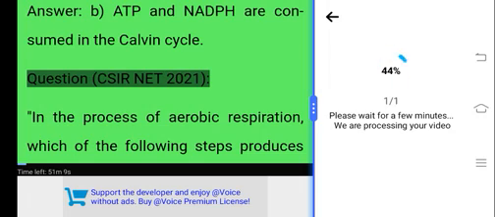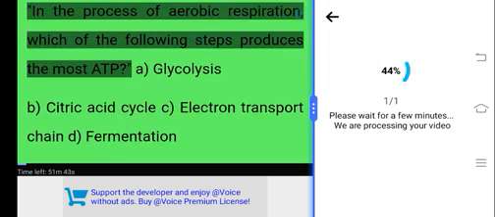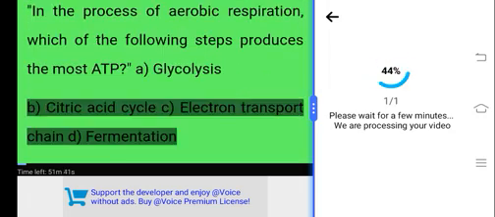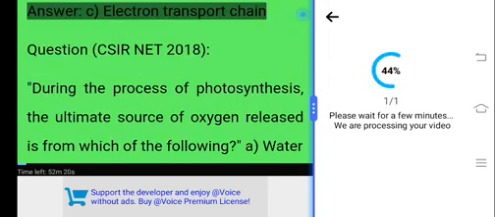Question, CSIR NET 2021. In the process of aerobic respiration, which of the following steps produces the most ATP? A. Glycolysis. B. Citric acid cycle. C. Electron transport chain. D. Fermentation. Answer: C. Electron transport chain.